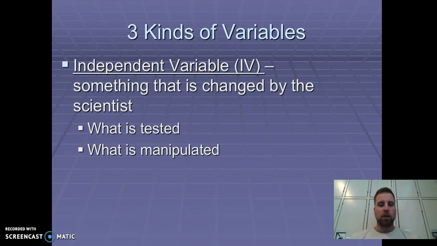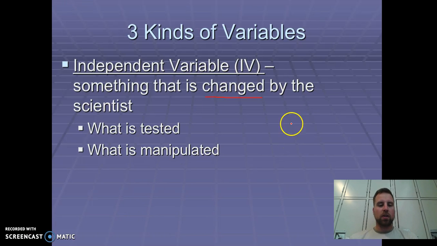The first one that we're going to look at today is called the independent variable. I like to call the independent variable the IV. The independent variable, guys, is something that you need to know. It is something that is changed by the scientist. It's what we are manipulating. It's what we're testing. Okay?